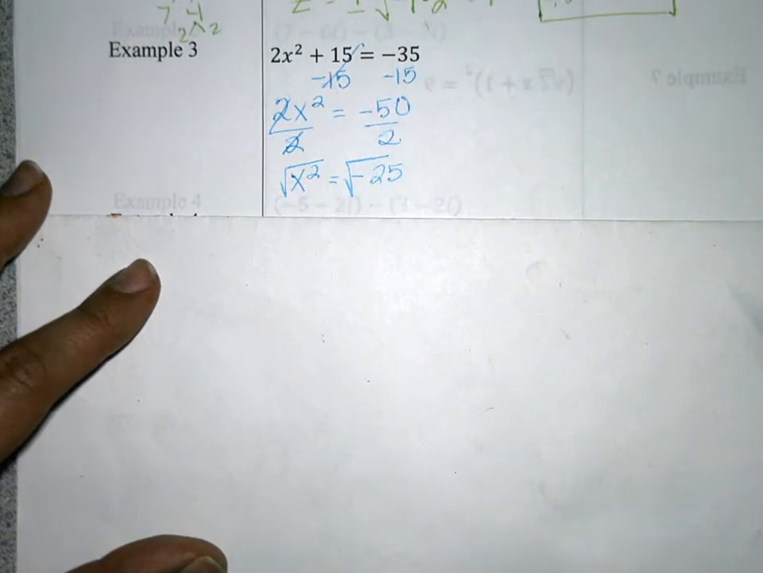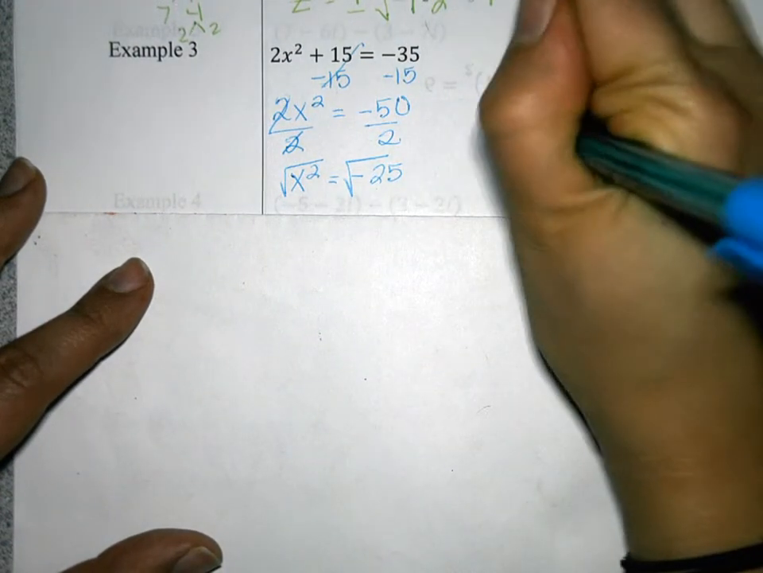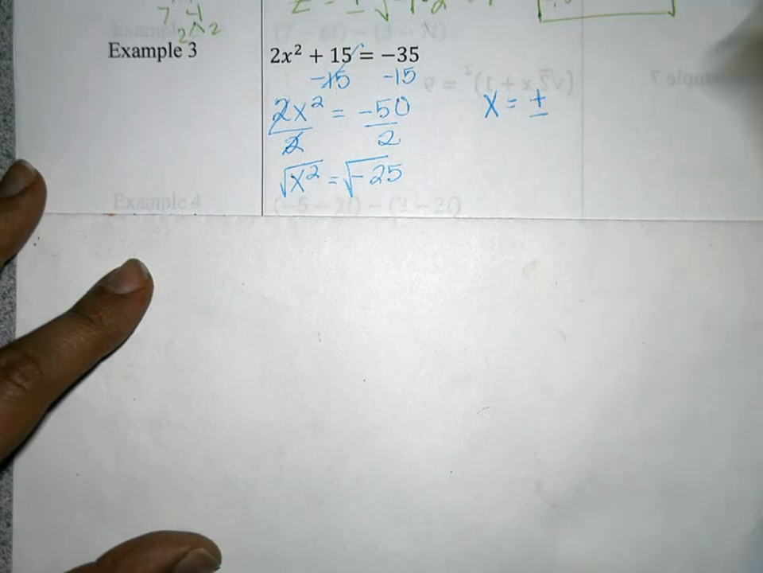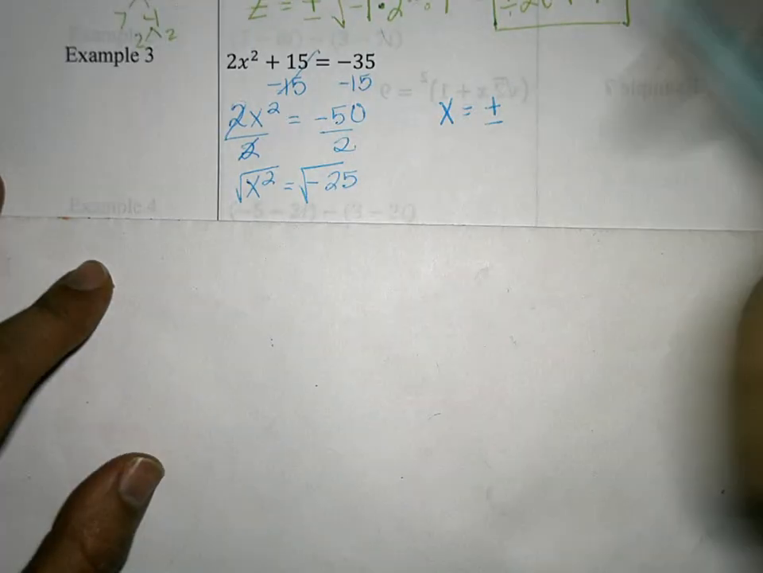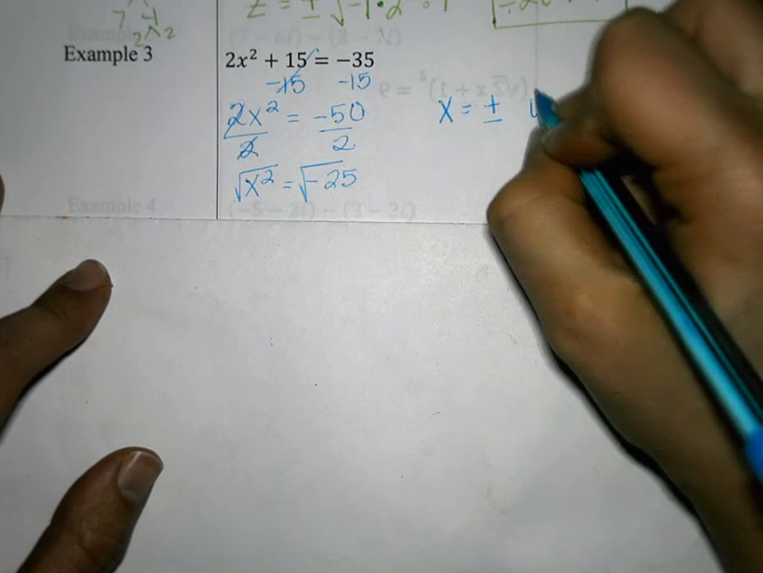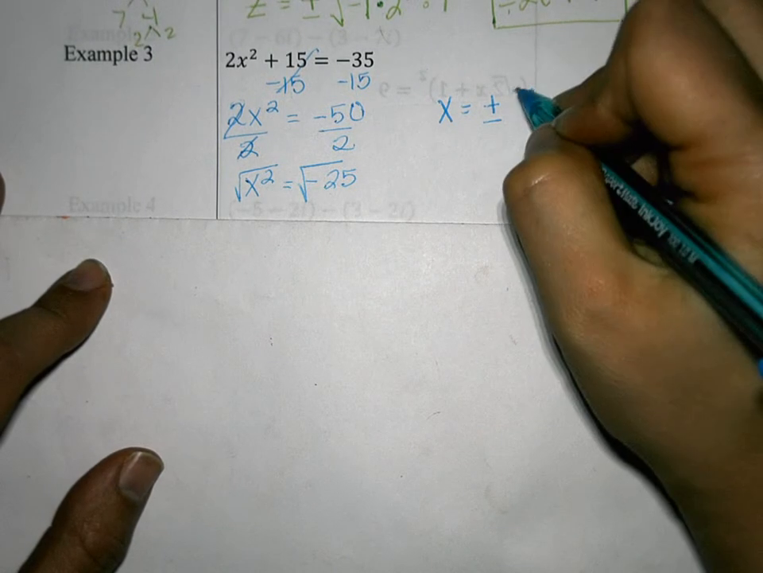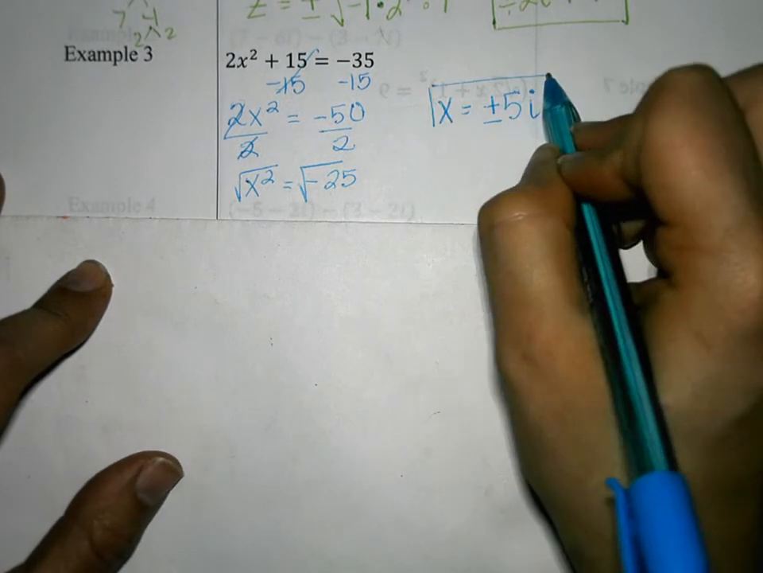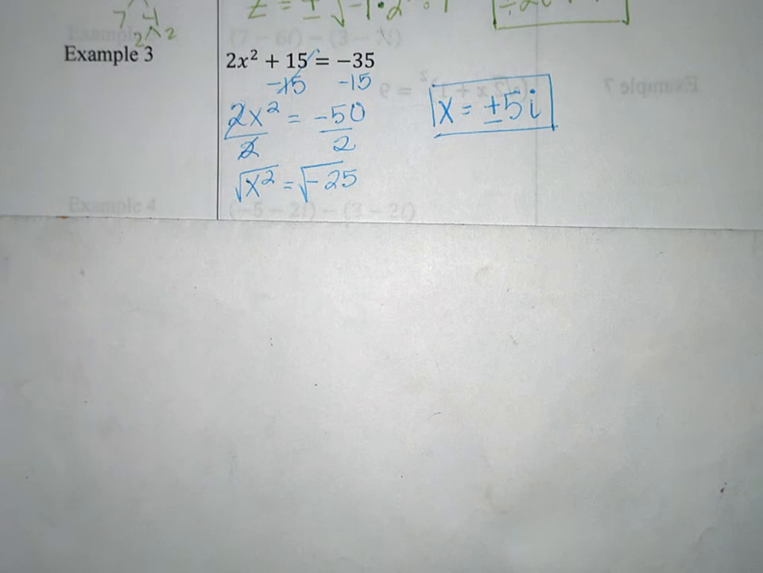So when I take the square root of both sides, that gives me x equals plus or minus. That negative means I have an i in my answer, and I can take the square root of 25, which is 5. So my answer is just plus or minus 5i.